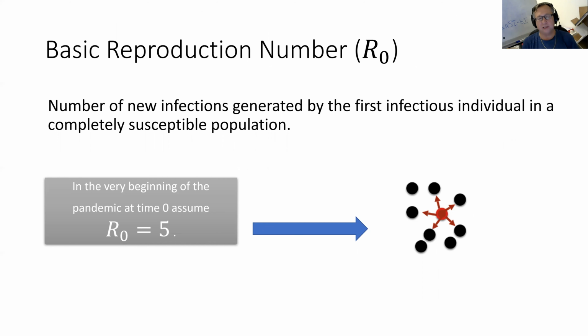Okay, so what is R0? This is the famous R0 that you probably read about in newspapers or on the internet. R0 is the number of new infections that are generated by the first infectious individual in a completely susceptible population. So this is the very first person that starts things off.